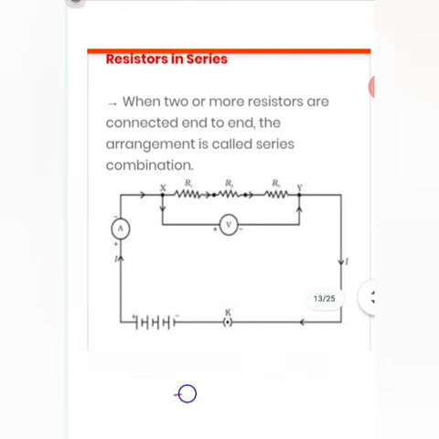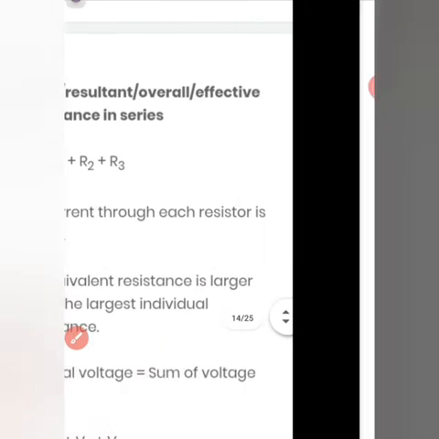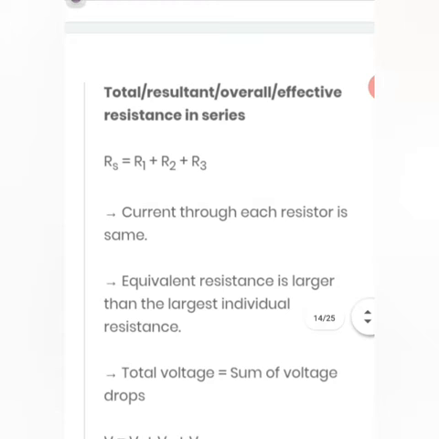Next, the formula for finding series resistance is this. Rs, that is R series, is equal to the sum of their individual resistances.